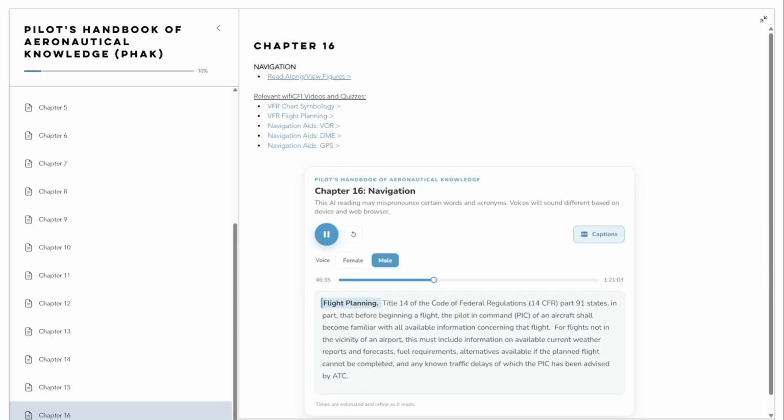Flight planning. Title 14 of the Code of Federal Regulations, 14 CFR, Part 91 states, in part, that before beginning a flight, the pilot in command, PIC, of an aircraft shall become familiar with all available information concerning that flight. For flights not in the vicinity of an airport, this must include information on available current weather reports and forecasts, fuel requirements, alternatives available if the planned flight cannot be completed, and any known traffic delays of which the PIC has been advised by ATC.